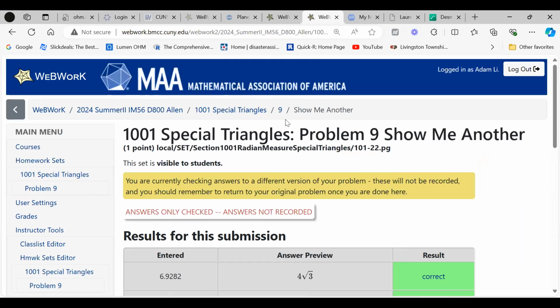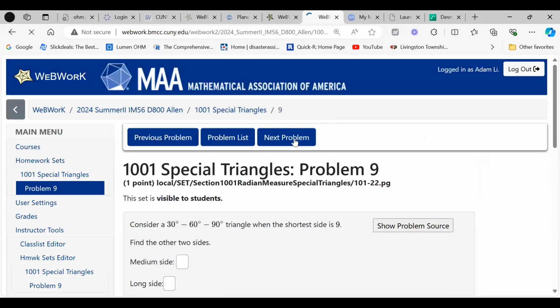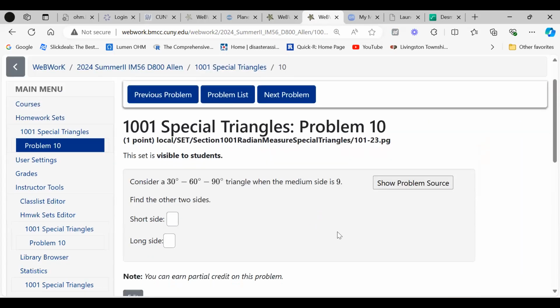Yeah, it's all good. This one, the median side is 5 units, right? And you don't know the short side and long side. How do we do that?